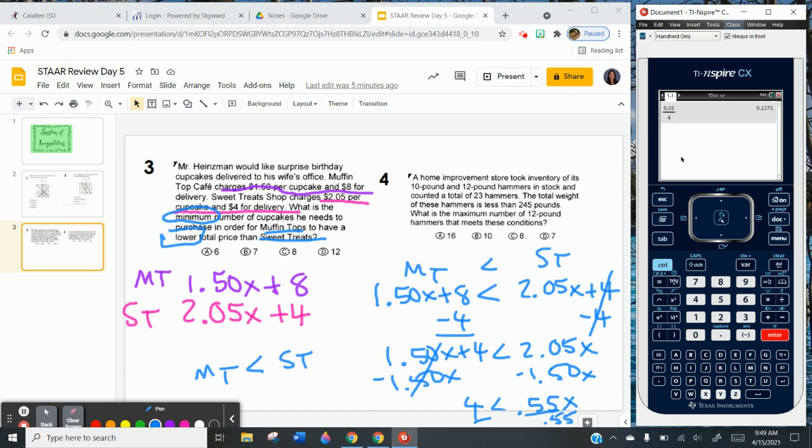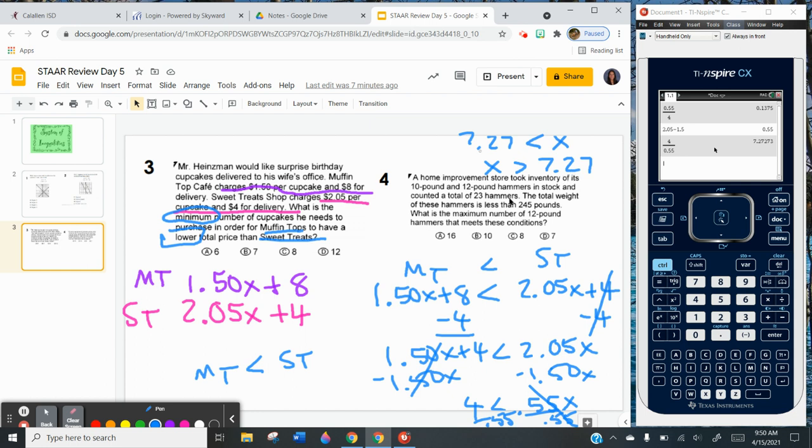And we end up with 0.13. I apologize. I did that incorrectly. It should have been 4 divided by 55 cents. We're dividing both sides by 0.55. So by doing that, we end up with 7.27. So 7.27 is less than x, or x is greater than 7.27. So any value above 7.27.